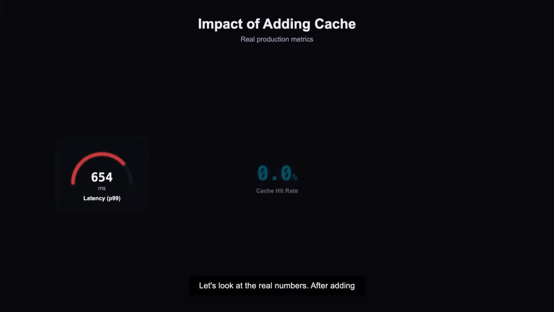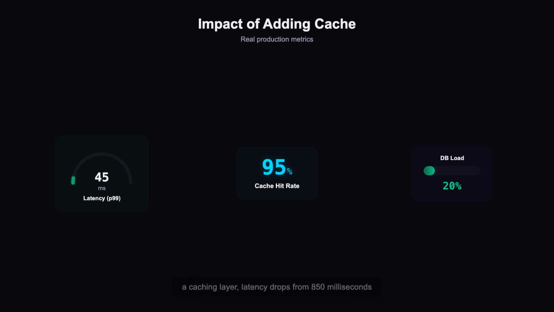Let's look at the real numbers. After adding a caching layer, latency drops from 850 milliseconds at the 99th percentile down to just 45 milliseconds. Cache hit rate climbs to over 94%, and database load drops from 95% to just 20%. These aren't theoretical numbers. This is what you see in production systems at scale.